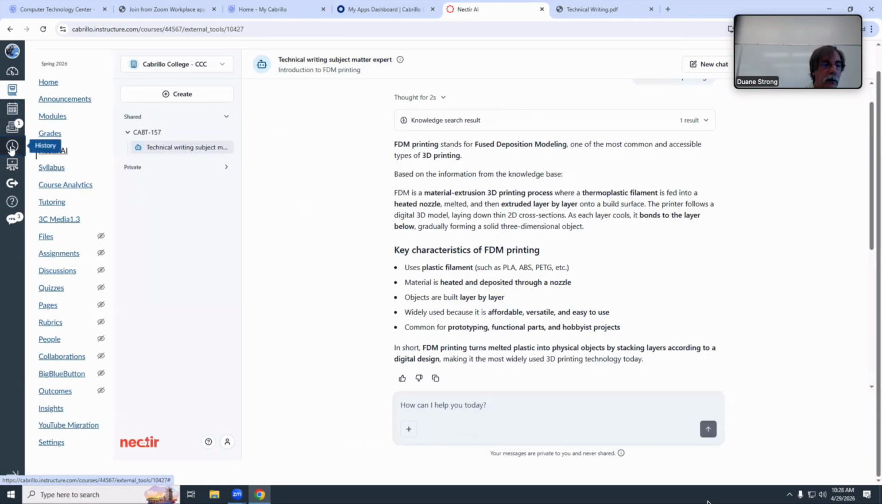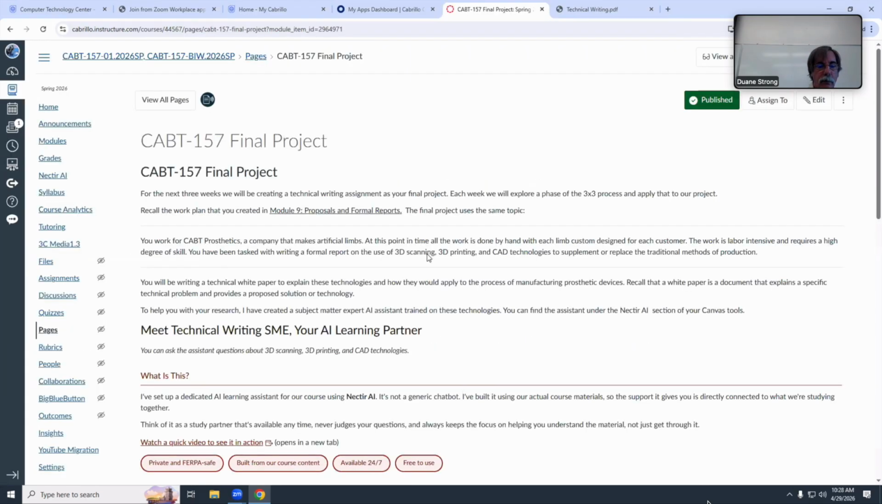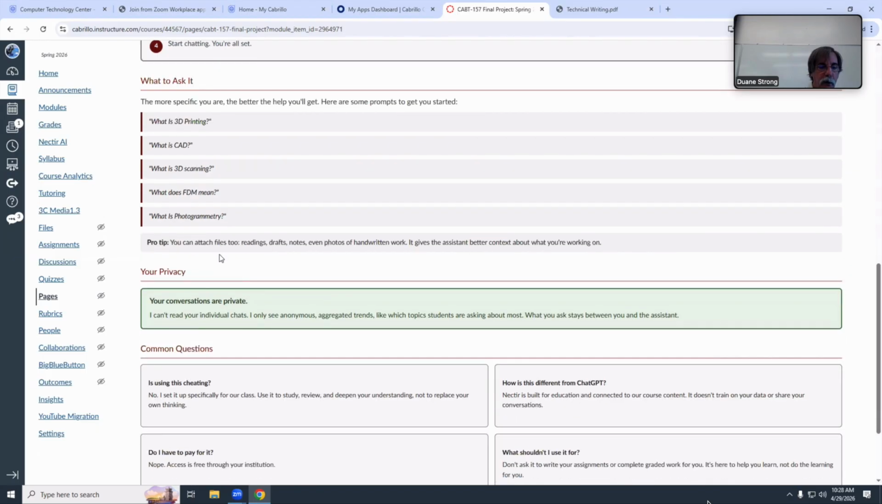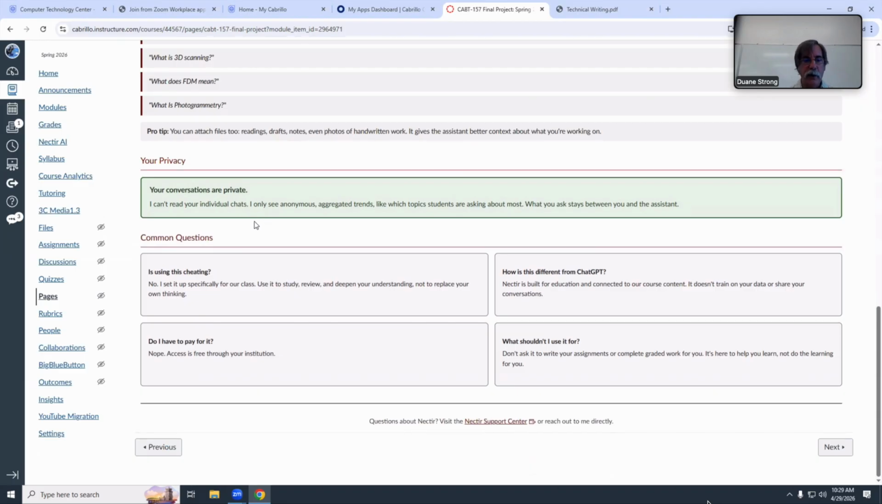Let's see, let's go back. Here's some more things I thought you could ask it just to kind of get started. You can do more than just ask it questions in the chat box there. You can attach files, drafts, notes, photos, even, of things to give it more information in order to answer the question. So like I mentioned, I can't read your chats. I only see sort of an aggregated trends thing. What you use it for stays between you and it.